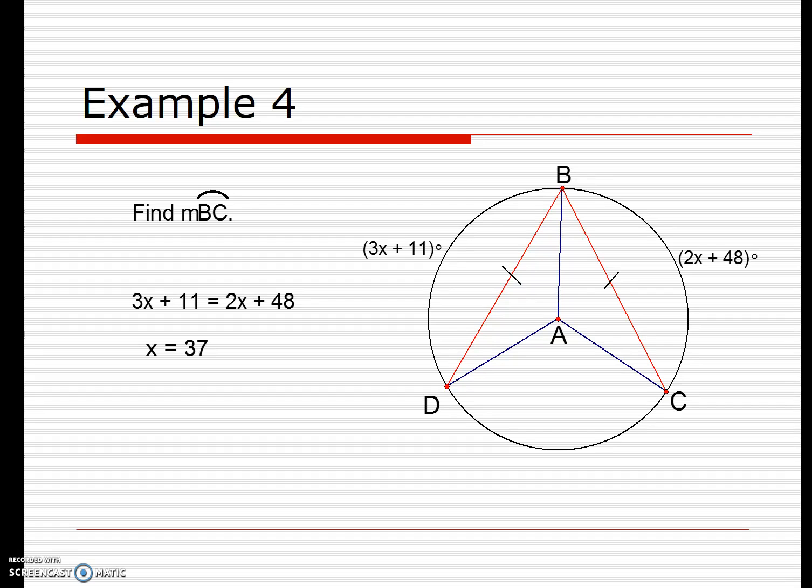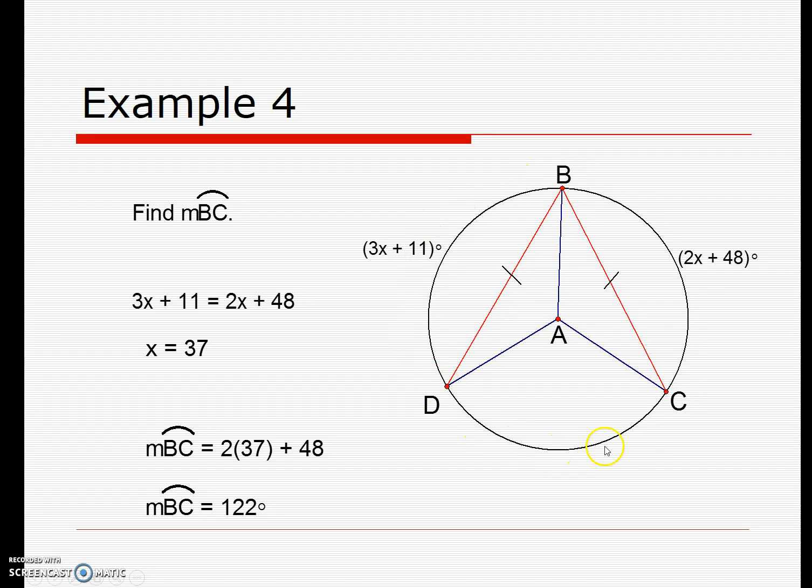However, I have not answered my question yet, so I want to find BC. Now I'm going to take that 37 and substitute it back in. I'm going to do 2 times 37, and add 48 to it, and I get 122. So that means both arc BC and BD are 122.